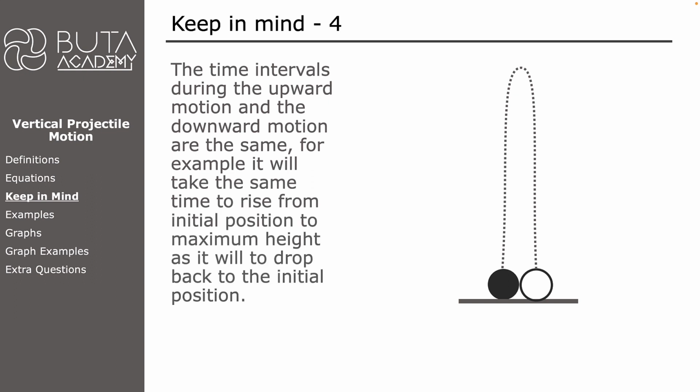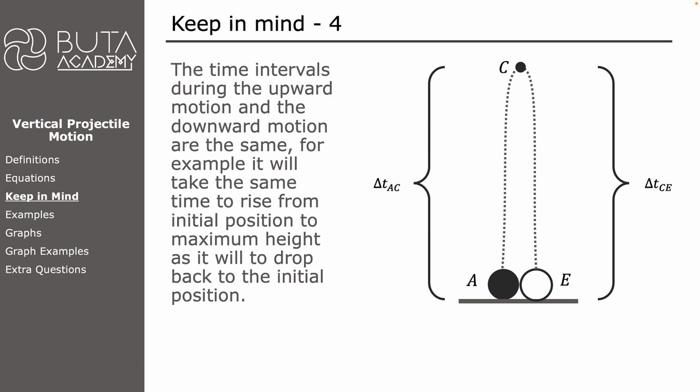are the same. Let's consider points A, C, and E. Points A and E are at the ground level and C is the maximum height the object can reach. It takes delta T AC for the object to reach the maximum height and delta T CE to fall to the initial point. These time intervals are equal to each other.